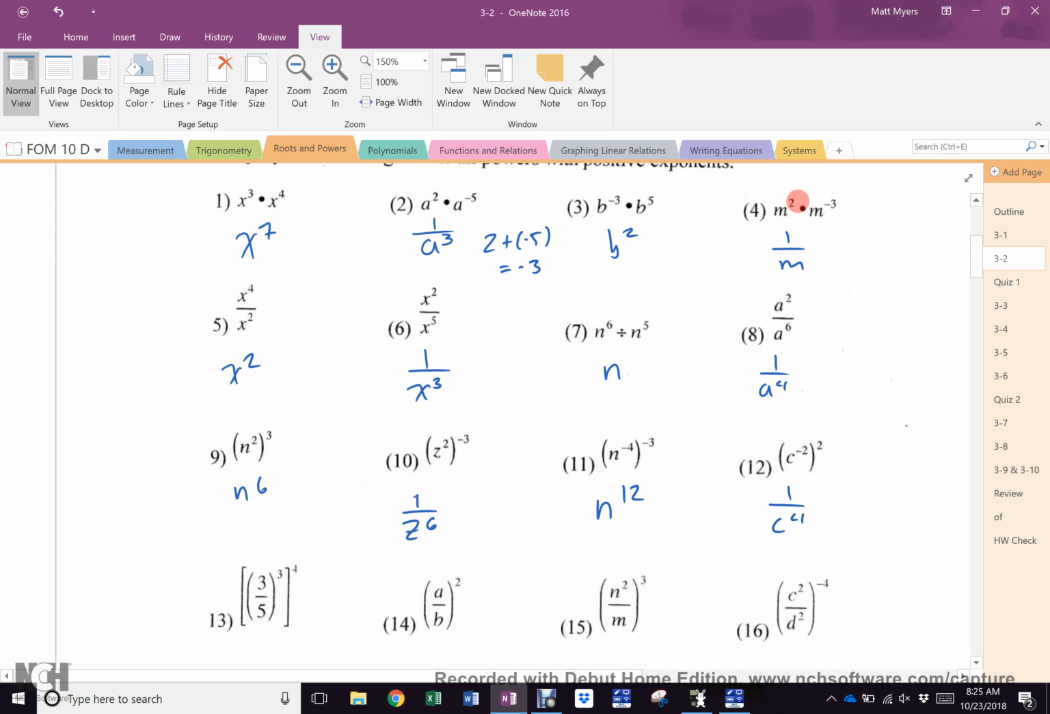4 is the same thing. 2 plus negative 3 is 2 minus 3, which is negative 1. M to the negative 1 is technically m over 1 to the negative 1. So you reciprocate it. You make the 1 positive, but we never write the exponent 1. Okay, that's what threw me. Okay. Anybody else?